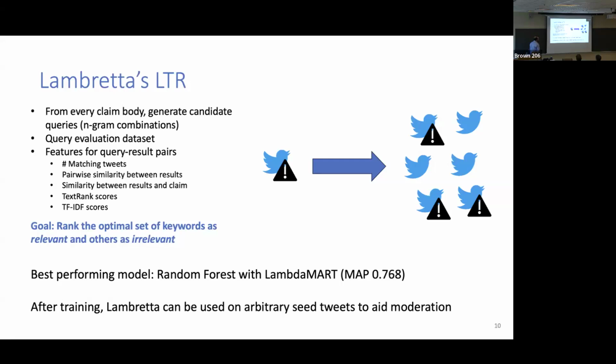And so, as I said, learning to rank is a well-established technique. There are many approaches to performing that. We find that the best performing model is random forest with LambdaMART. MAP is mean average precision, which is a well-known metric in information retrieval. So we have this labeled data set, we train our model, and after this model has been trained, it can perform on claims that we haven't seen before, which is key. Otherwise, we would need to update it all the time.